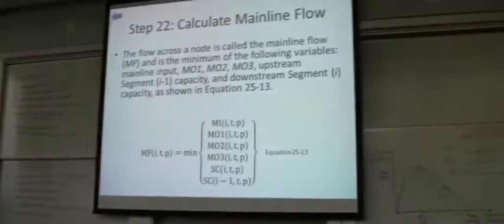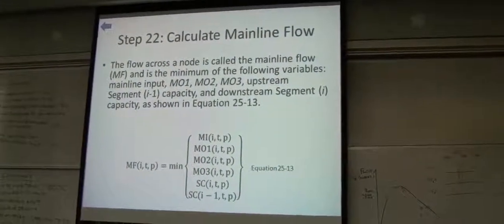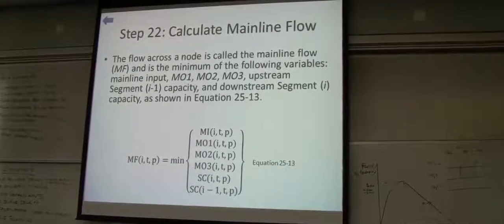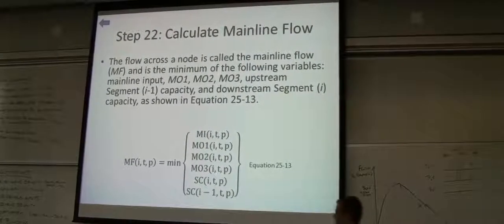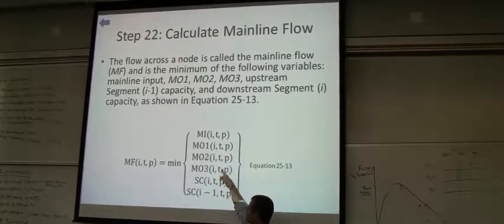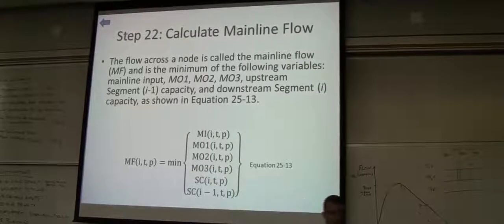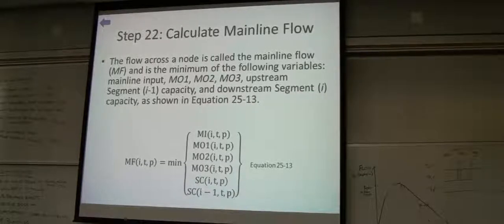Oh, just that's the list on that board. Right. So mainline flow constraints. If I go down the list, the upstream capacity is I-1, the downstream capacity is I, MO1, MO2, MO3, and then the mainline input. Those are all the flow constraints. So what's on the board is a text version of equation 25-30. These are all going to get checked for each time step, and whichever one's lowest is going to be your controlling variable.